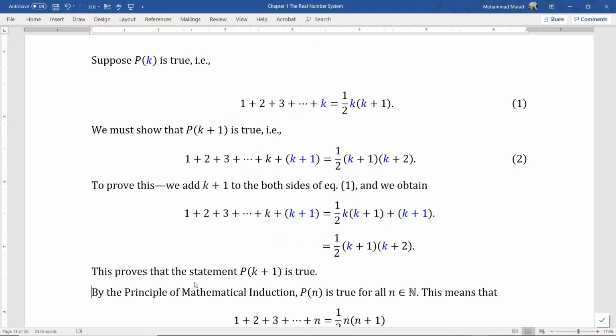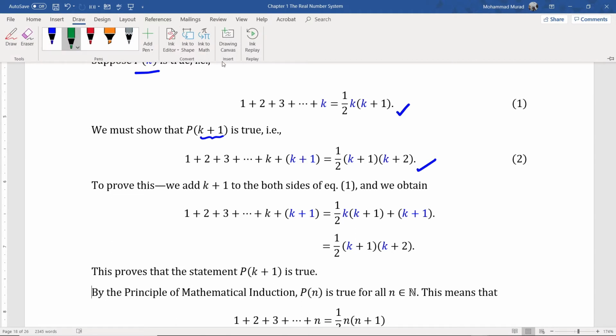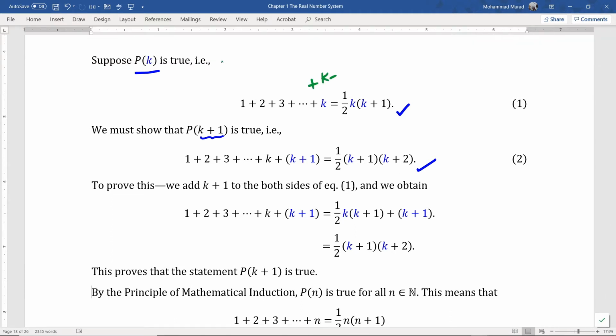Now suppose P of k is true. This means equation 1 is true. We must show that the statement is also true for k plus 1. This means the equation 2 here is true. To prove this, we add k plus 1 to both sides of equation 1, which we have done here.